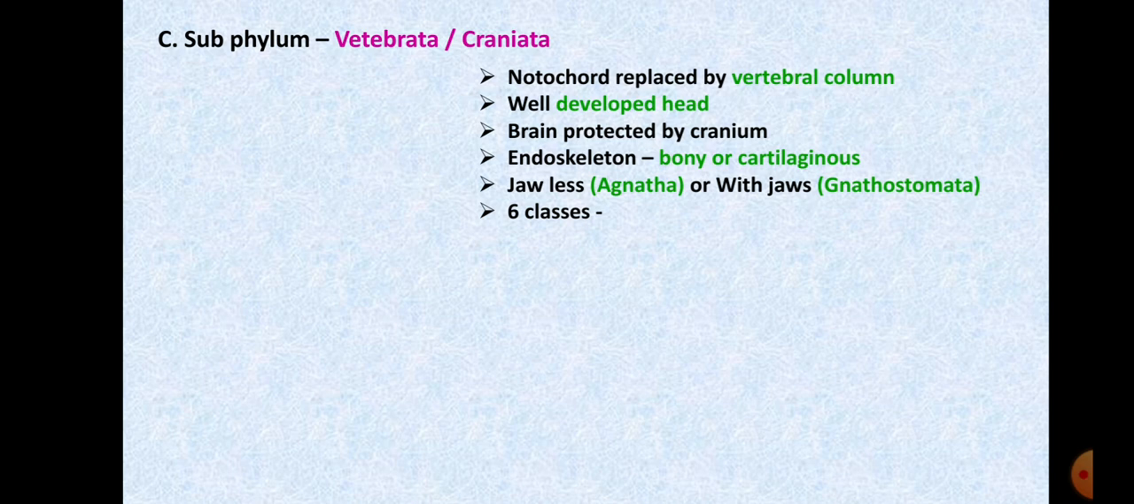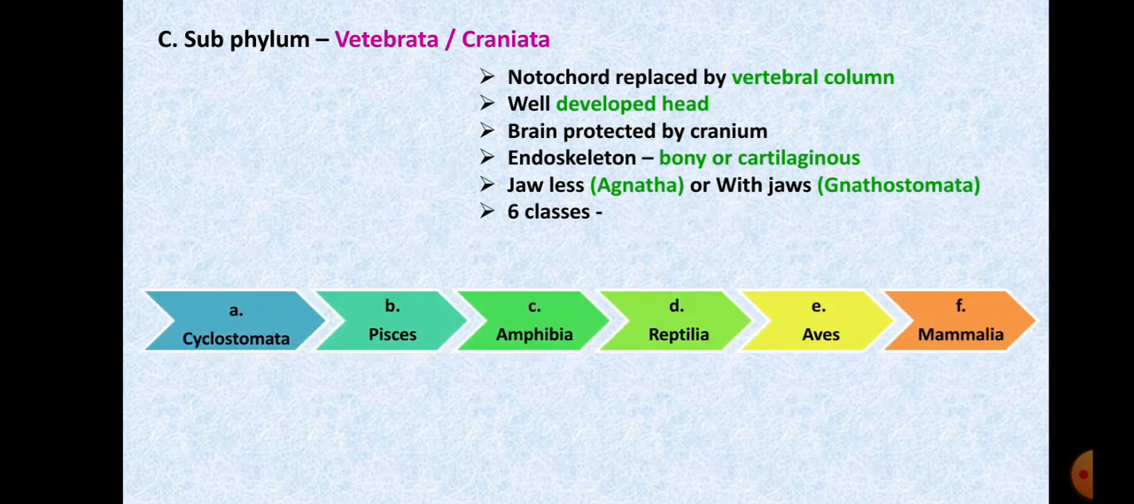Next subphylum we have Vertebrata, or it's also called as Craniata. There is something in our head called as cranium. This cranium protects our brain. Okay, it is also called as brain case. If you see the second feature of the subphylum Vertebrata, the well developed head.